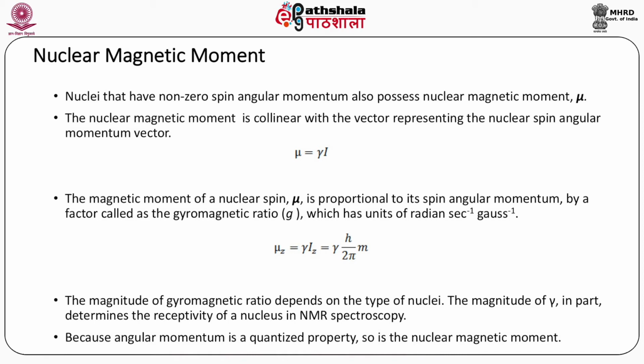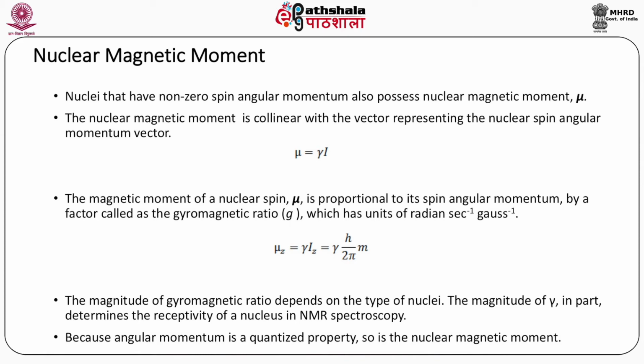Nuclei that have non-zero spin angular momentum also possess a nuclear magnetic moment, which is given by mu. The nuclear magnetic moment is collinear with the vector representing the nuclear spin angular momentum vector, mu is equal to gamma I. The magnetic moment of a nuclear spin, mu, is proportional to its spin angular momentum by a factor called the gyromagnetic ratio, gamma, which has units of radian per second per Gauss. Mu z is equal to gamma Iz is equal to gamma ħ m.